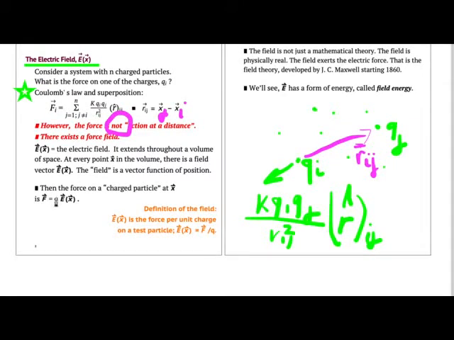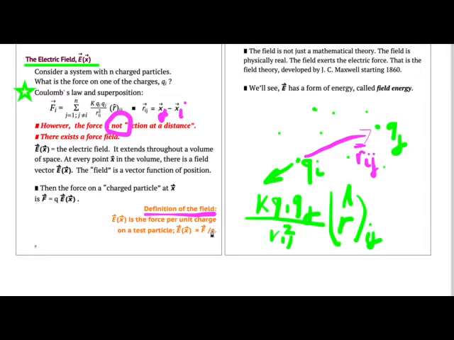I can think of Q as a little test probe. I put a little test particle at some point x. I measure its force, say by observing its acceleration. The force divided by the amount of charge of that test particle is the electric field at the position of the test particle. So that's the definition of the field. E at x is the force per unit charge on a test particle located at x.